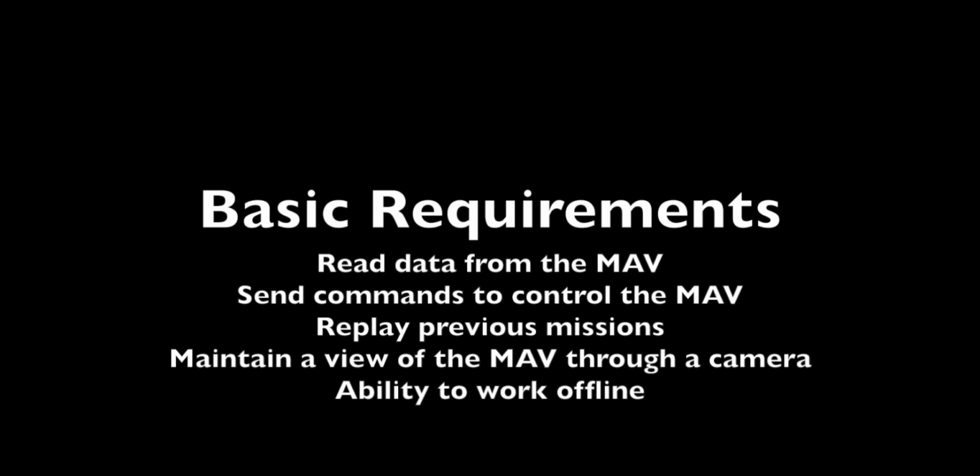First, it must be able to read incoming data from the MAV, as well as send commands to control the MAV. It must also be able to replay previous missions that the MAV has flown. This small vehicle can be difficult to see, so a grounded camera must move and rotate to always maintain visual contact with the MAV. It must do this all without an internet connection.